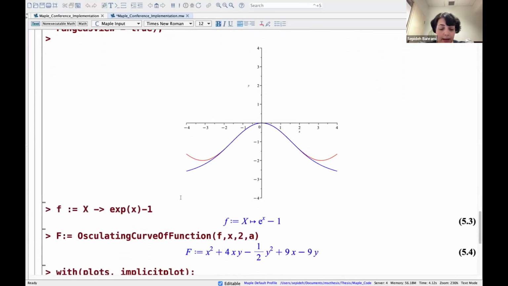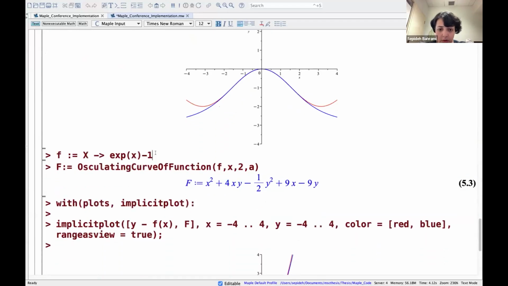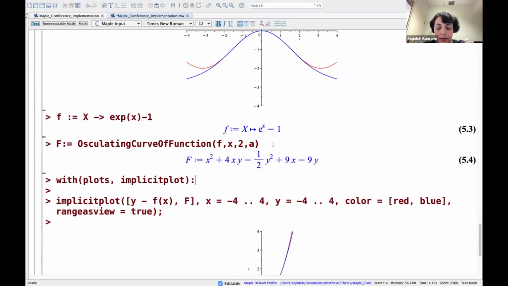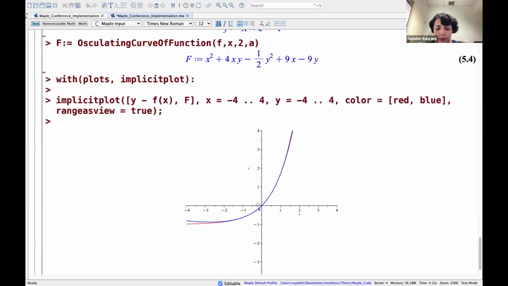x minus 1. And also for exponential minus 1, we run the code and we want to find the osculating conic for it. So we put d equal to 2, and then we get the polynomial f, which has degree 2, and if we plot it, we see that it's a good approximation at the origin with contact order 5 as we expected for the exponential minus 1 function.